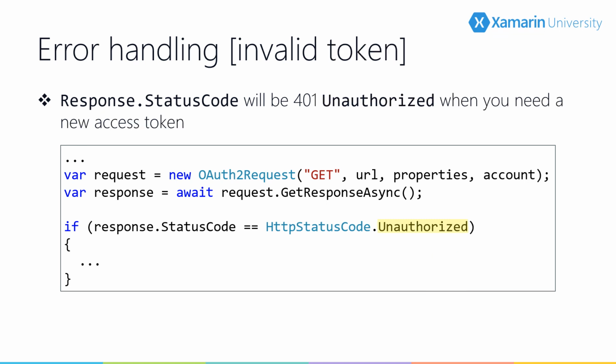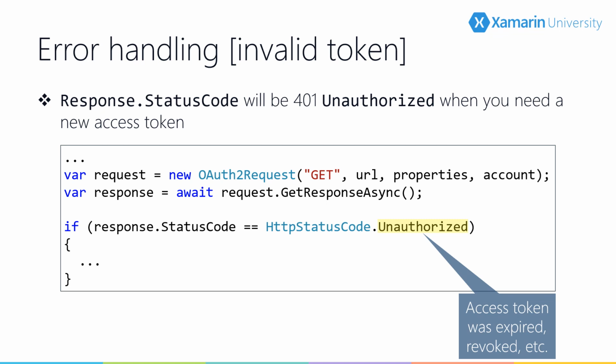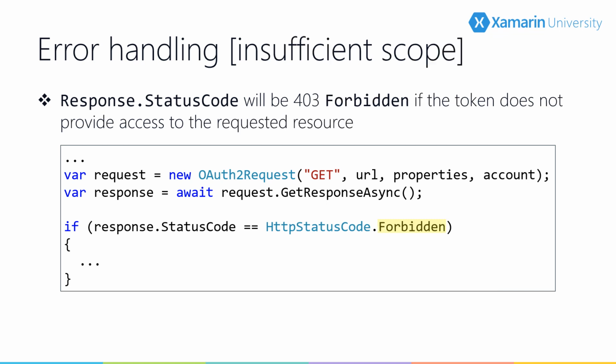Now, another common error is 401, unauthorized. Now, this often occurs when your access token expires. The status code will equal HttpStatusCode.Unauthorized, and you may need to refresh the token, or the user may have revoked access to your application. And either way, you won't be able to use your current access token to access data on the server.